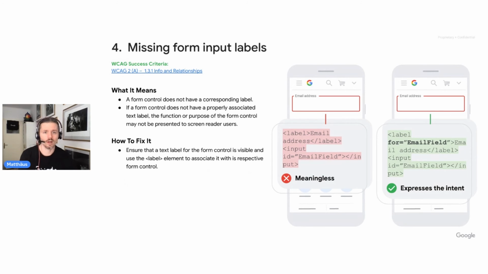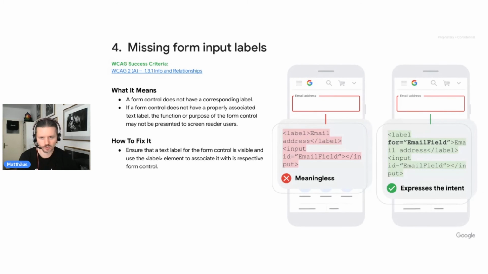Yeah, and now for missing form input labels, which is also very close to what I mentioned about the links. It's very important to have this information: what is this input about, and it's also about describing this relationship between an input and a label, which you can also see here on the right side.